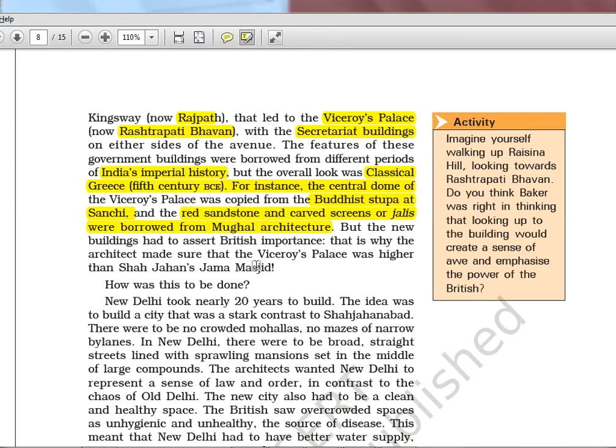Okay. Now, the Viceroy's Palace was higher than Shah Jahan's Jama Masjid. So they purposely made it like that also. Okay, because I told you Jama Masjid was one of the biggest, oldest buildings of that time. Okay, and so the Viceroy's Palace was made even higher than that, so that they will be considered supreme.